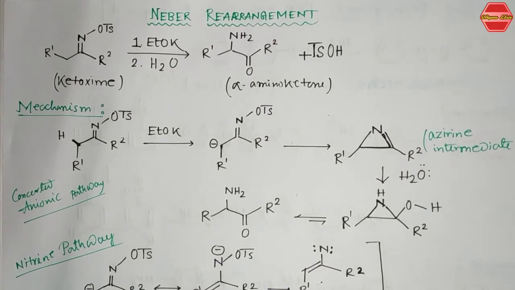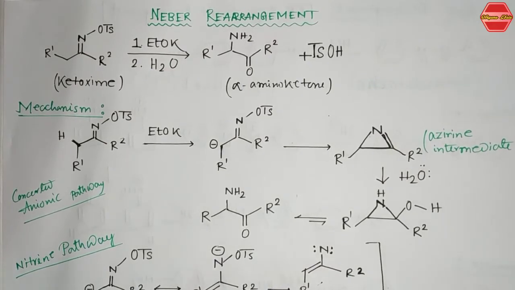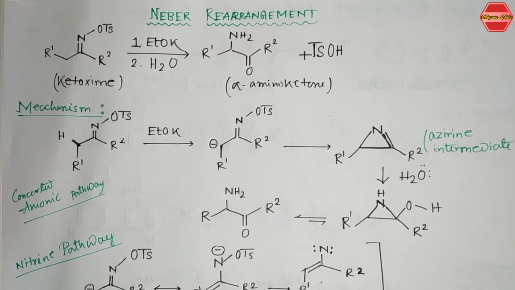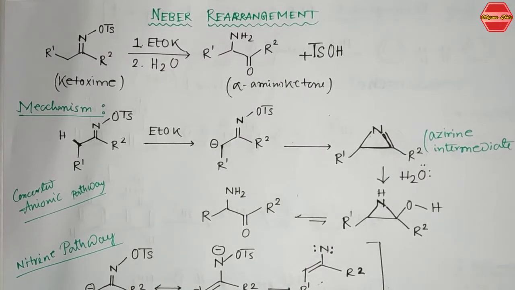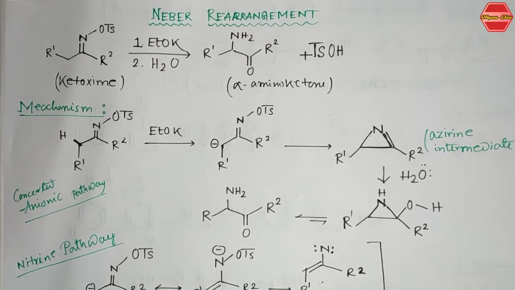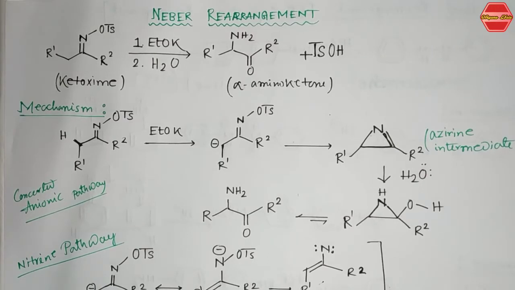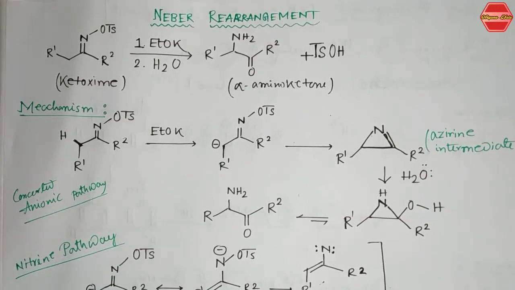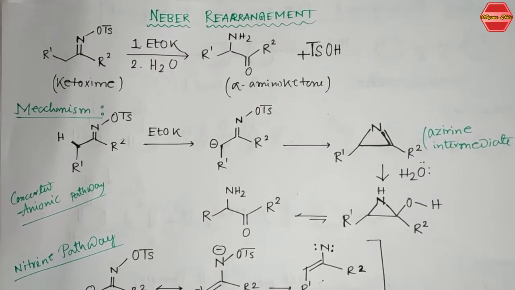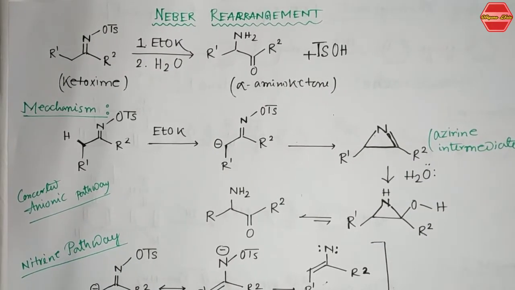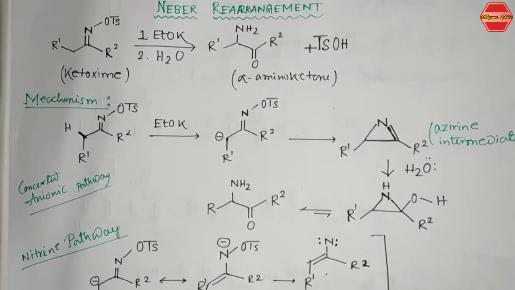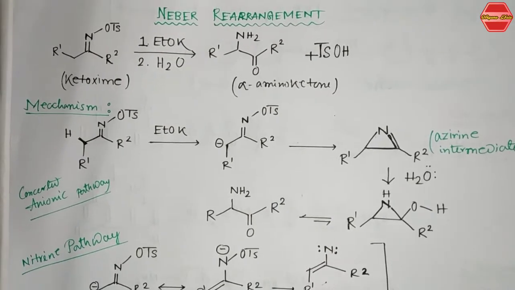Now what about the Neber rearrangement? In the year 1926, when scientists were discovering the Beckmann rearrangement, two scientists, P.W. Neber and F. Rearrangement, reported that successive treatment of a ketoxime tosylate with potassium ethoxide, or acetic acid, or hydrochloric acid yielded an alpha amino ketone, right? So this is basically a consequence of the Beckmann rearrangement.